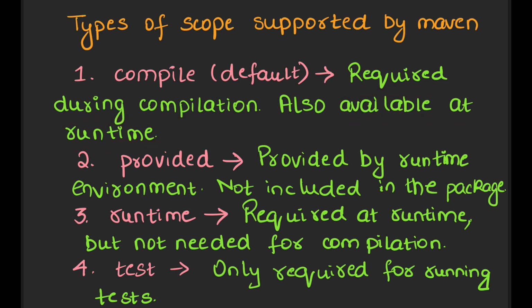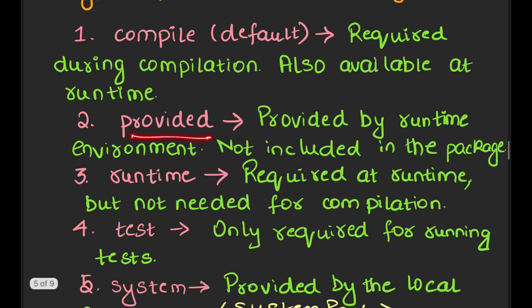Next, provided. This scope indicates that the dependency is provided by the runtime environment and is not included in the project's final package. For example, in a web application, the servlet jar will be provided by the server. So we mark the dependency scope as provided. The jar will be used for compiling the project, but will not be included in the final package.